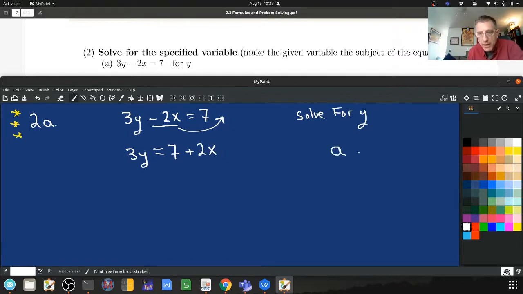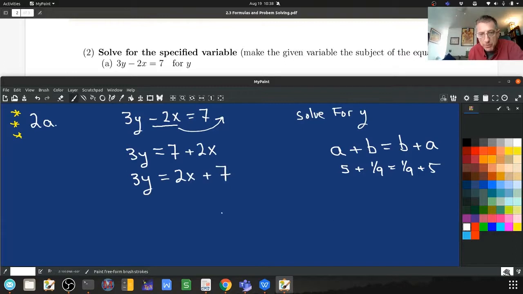It doesn't matter if I'm adding two things, any two things, it doesn't matter their order. That's called the commutative property of addition. In other words, 5 plus 1/9 is the same as 1/9 plus 5. So I'm going to rewrite this just to get you in the habit. Since I'm adding 7 plus 2x, and it doesn't matter which order I add them in, I'm going to put the 2x term first, because that's what we'll be doing later on.